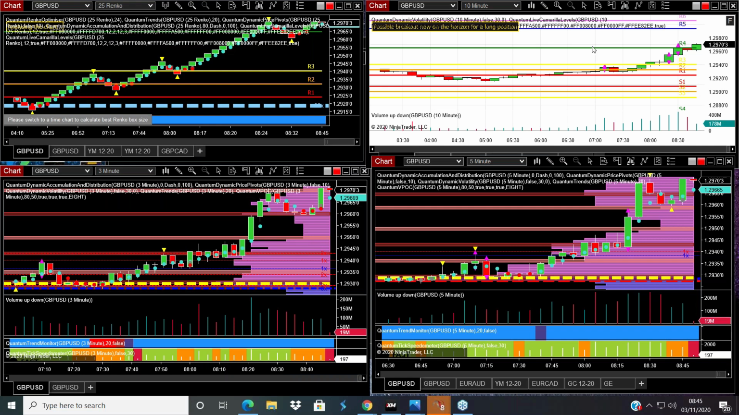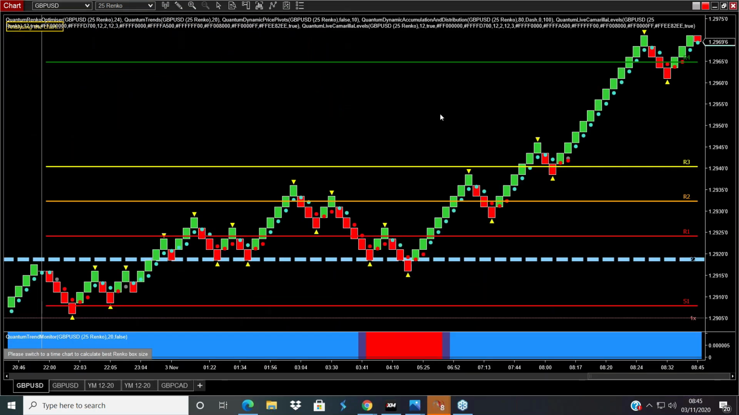Right, hopefully you can see my screen. I've kept the cable profile up, that's the 3-minute. I've actually got the 5-minute chart here. And of course, I was just looking at one chart just to remind you that you should look at multiple time frames. This is actually the Renko. The Renko takes away the noise, if you like. It smooths out the price action.